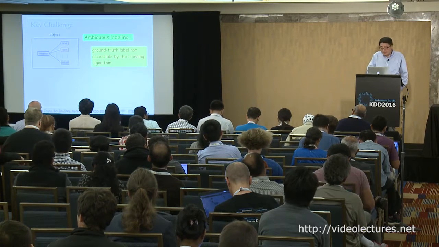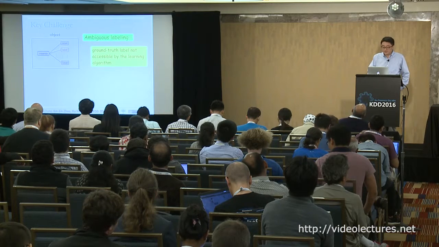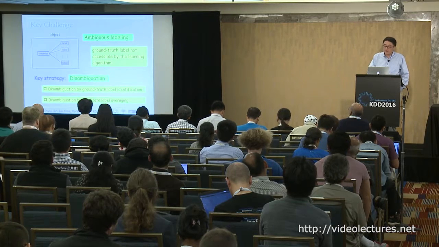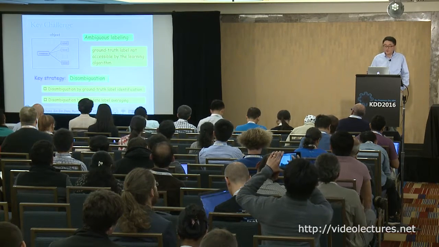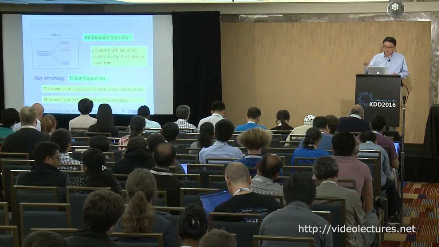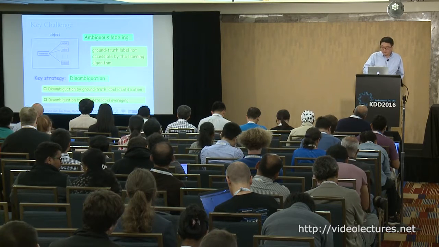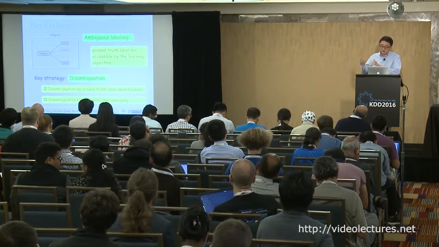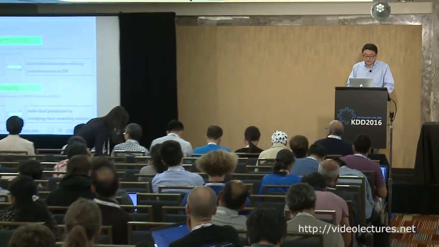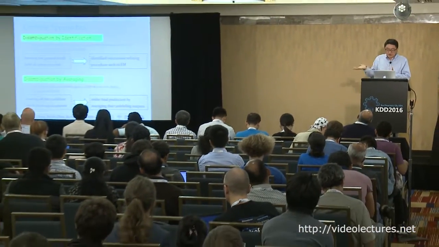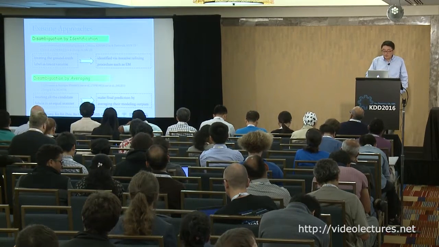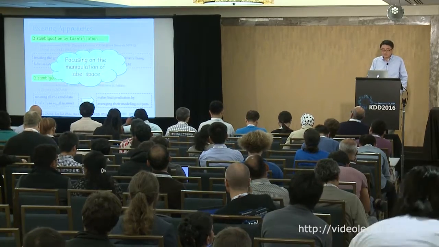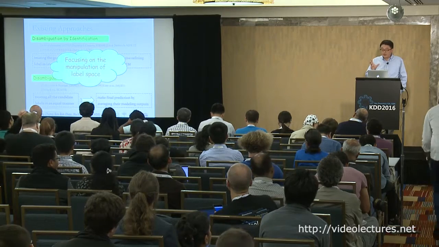The key challenge to this problem is the ambiguous labeling, because it's not explicitly labeled. We need to solve this problem. Well, the key idea is disambiguation. We try to figure out which label is more likely to be the ground truth label. Previous work usually focused on two types of approaches. The first type tries to identify which labels are most likely to be the true label. The second approach says, if we don't know which label is the true label, how about we just give equal probability to all of them? So we just average over all the possible labels as the true label. Both methods are trying to solve the problem by changing the label space according to the data.